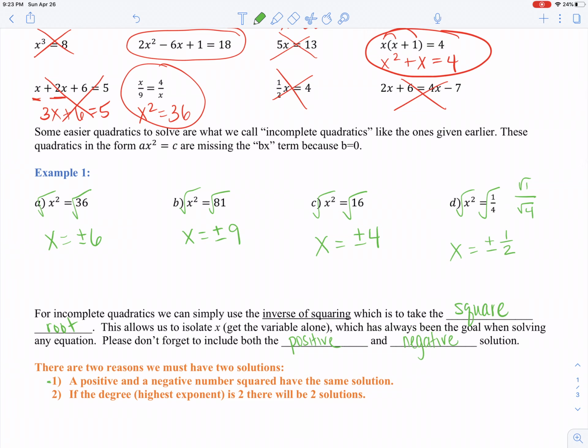The first reason is what we discussed in the do now. A positive and a negative number squared will always give you the same solution. The second reason is if the degree or highest exponent is 2, there will be two solutions. So every time you're solving a quadratic equation, you will end with two solutions.